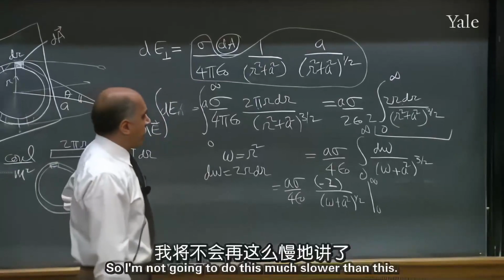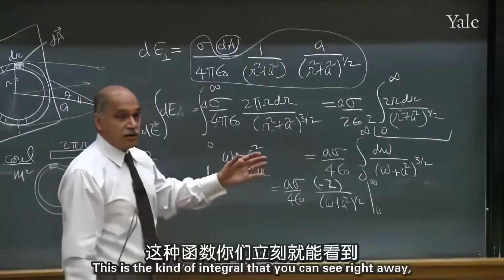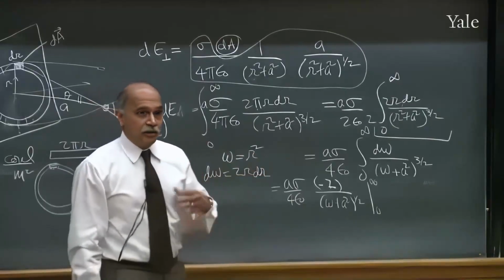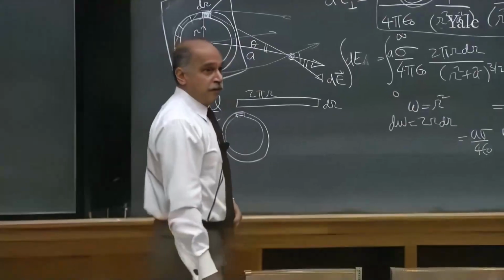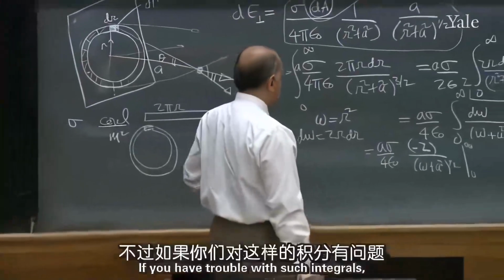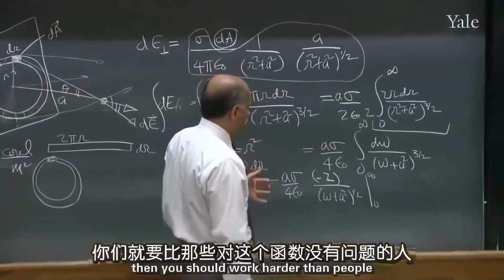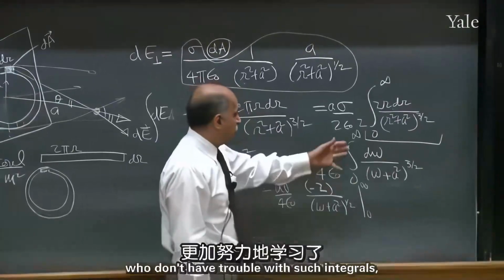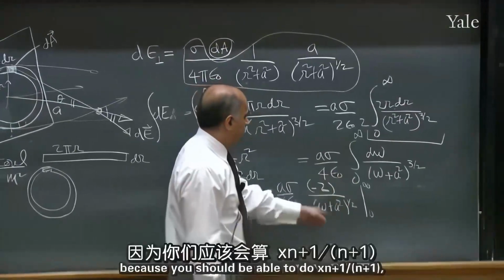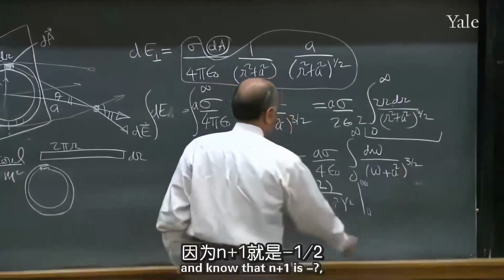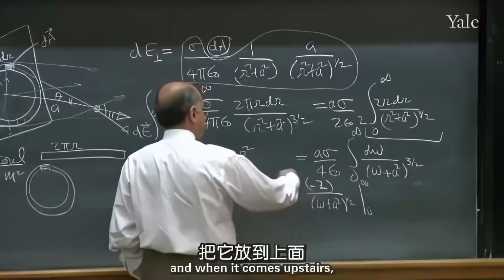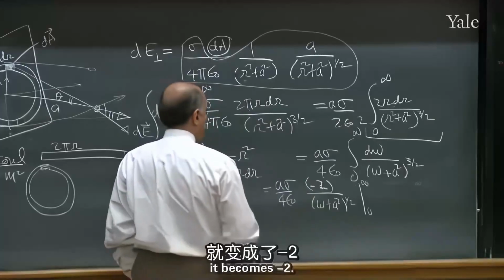So I'm not going to do this much slower than this. This is the kind of integral that you can see right away, or you can go and work out the detail. This is something you should do. If you have trouble with such integrals, then you should work harder than people who don't, because you should be able to do x to the n plus 1 over n plus 1 and know that n plus 1 is minus 1/2, and when it comes upstairs, it becomes minus 2.